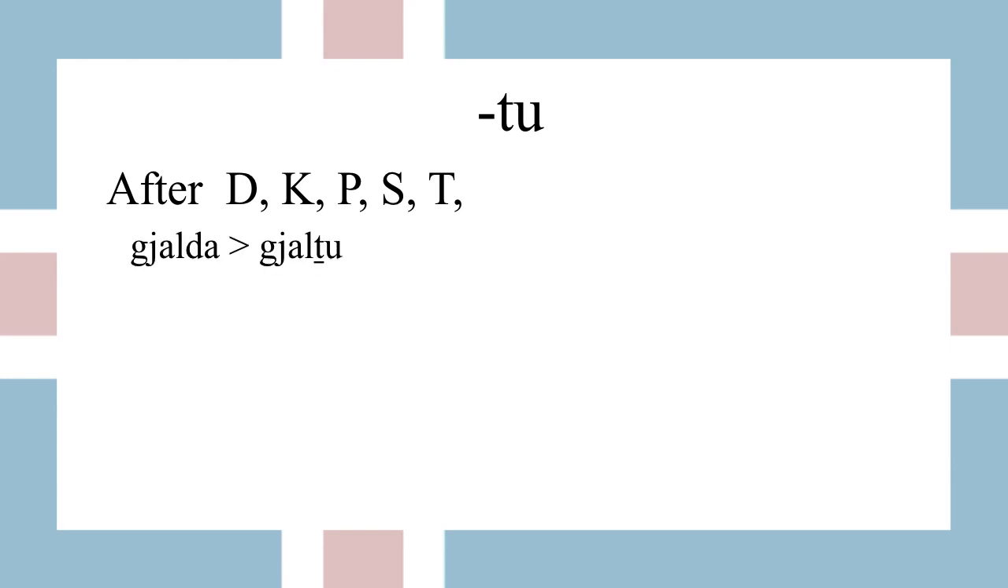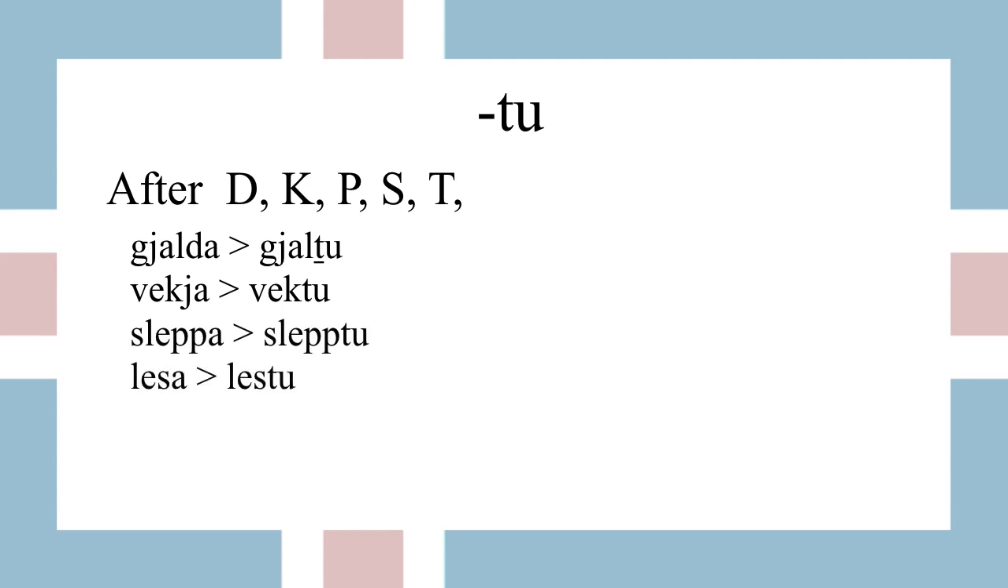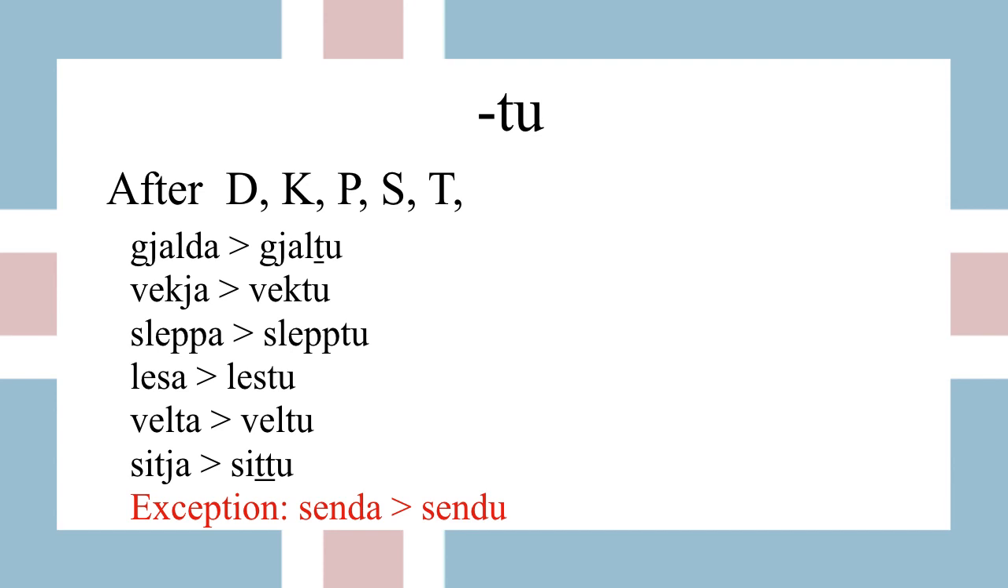Now the final ending is tú, which we add when the final consonant is a dé, ká, pé, s, or té. So gjalda becomes gjaltu. And notice that the dé just disappears because we can't have a dé right next to a té. Vekja becomes vektu. Sleppa becomes sleptu. Lesa becomes lestu. Velta becomes veltu. And notice here that we just have a t that doesn't change. So really only the last letter changes. And setja becomes settu. And notice here that we have two t's instead of just one. And that's because the t in setja isn't in a consonant cluster. So we need a consonant cluster there, so we have to add an extra t. Now, one exception to this category is the verb að senda, to send, which just becomes sendu in the imperative form.